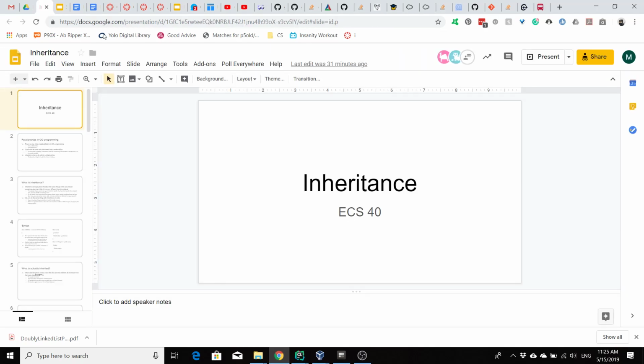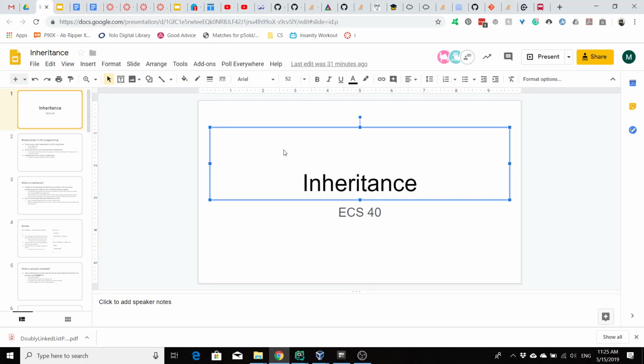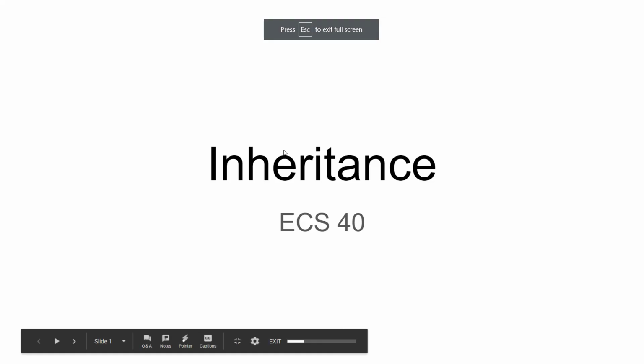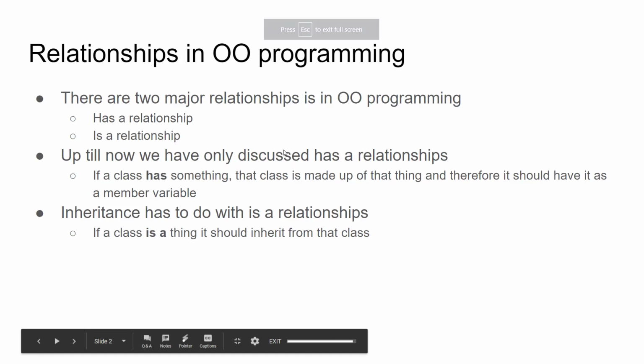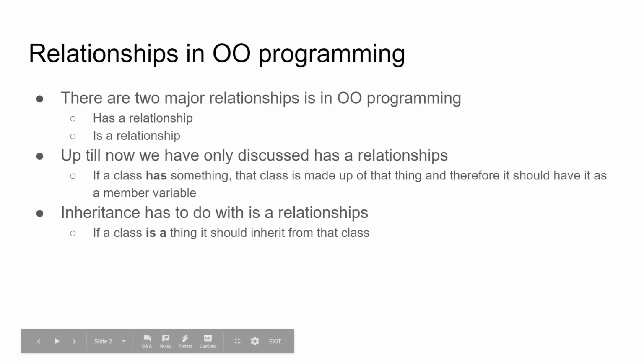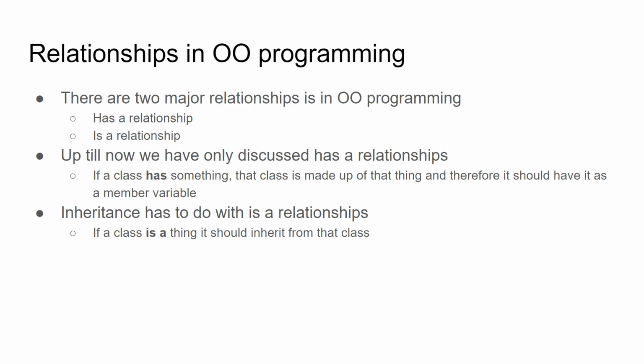So let's talk about the most important thing in all of object-oriented programming, inheritance and polymorphism. There are two major relationships in object-oriented programming: a has-a relationship and an is-a relationship. Up till now, we've only really been using has-a relationships. Like a game of tic-tac-toe had a board. It had players. Or if you had a fraction class, it has a numerator. It has a denominator. A circle class might have a radius and a circumference. They all have these things.